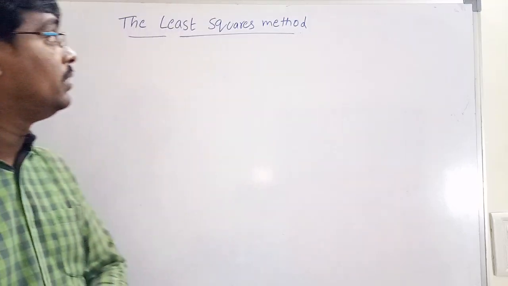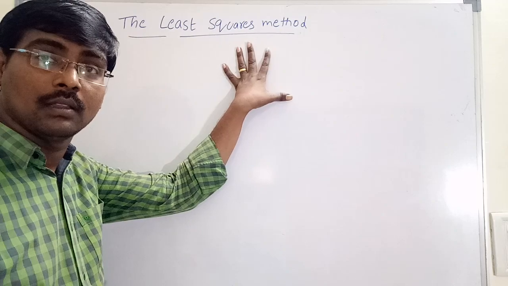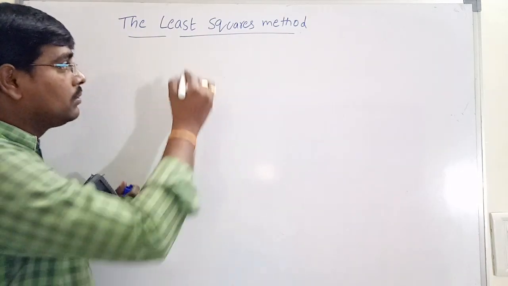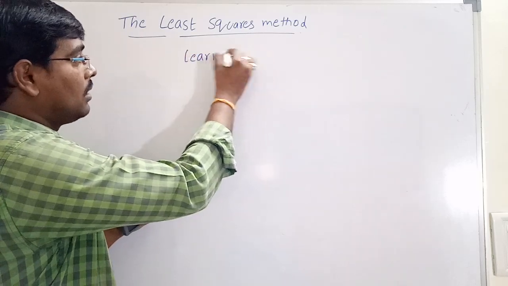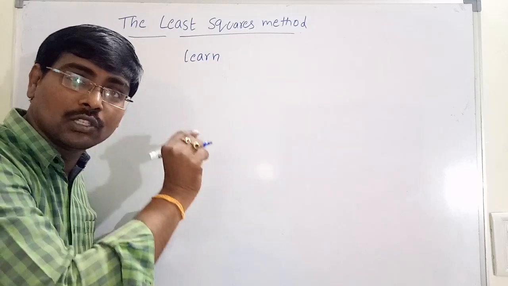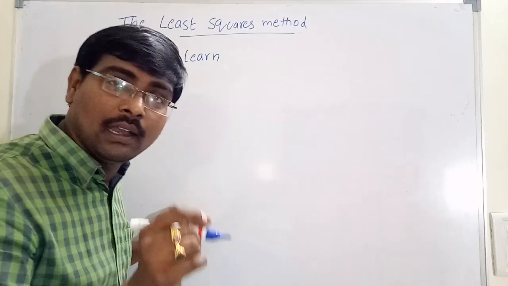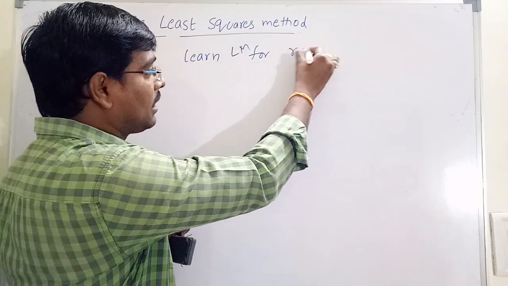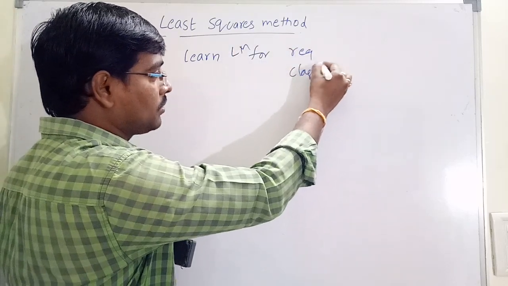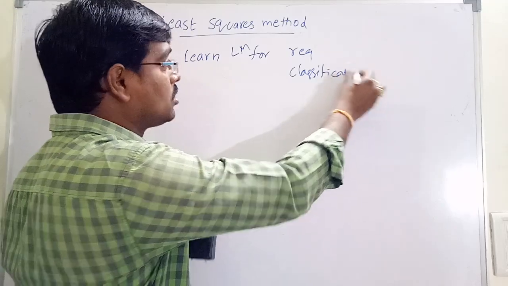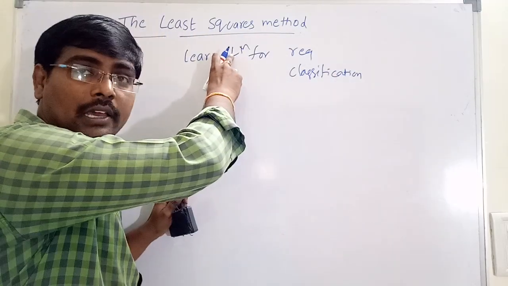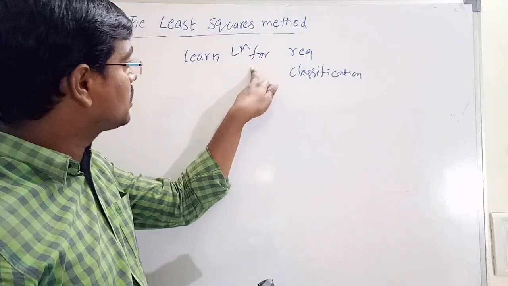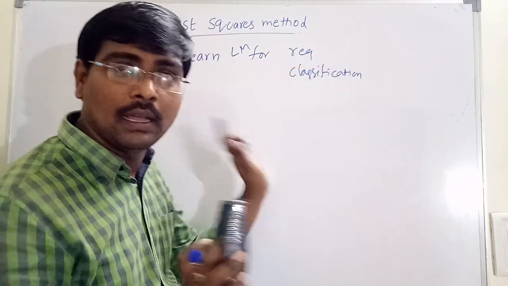Now in this session we will discuss the least square method. The least square method is used to learn linear models for regression and classification. So first we will discuss the regression and then move to classification.